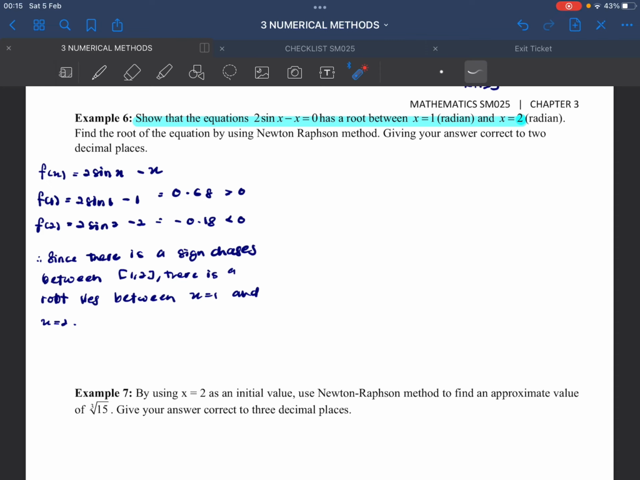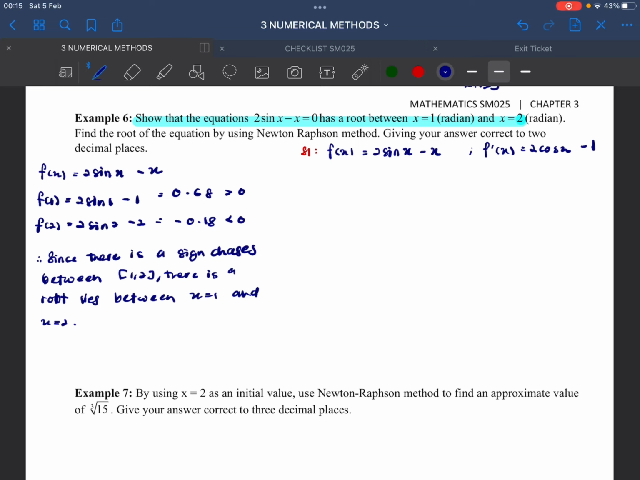Okay, so the second part is find the root of the equation by using Newton-Raphson method. Okay, so back to what we have done earlier. So the first step is we have to write our fx and our f prime x. So our fx is 2 sine x minus x. Make sure you write this, everything, so it's easier for you to write the formula. Okay, so our f prime x is 2, is a constant. Differentiate sine x, you get positive cos x. So we have 2 cos x. Differentiate x, we have 1 minus 1.